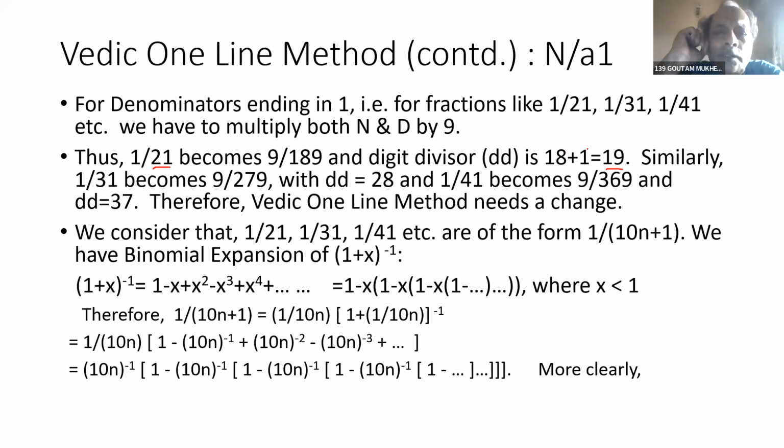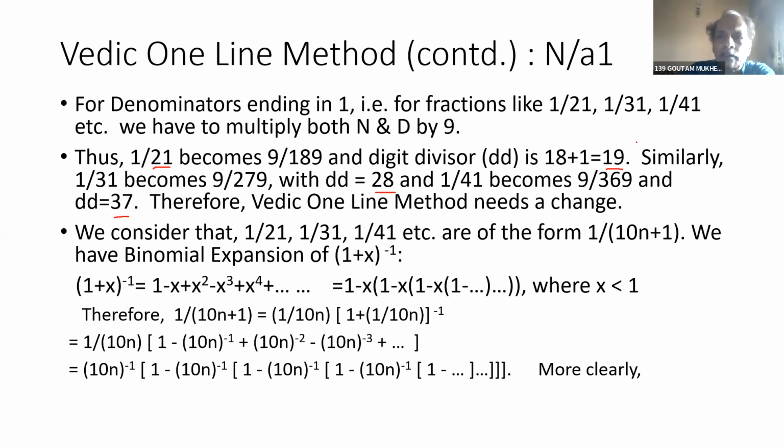Now 1 by 21, so 9 by 189. And what is the divisor? 18 plus 1, 18 plus 1 is 19. So it didn't save much. In case of 1 by 31, it becomes 9 by 279, and it amounts to dividing by 28. In case of 1 by 41, it becomes 9 by 369, and dividing it amounts to dividing by 37.